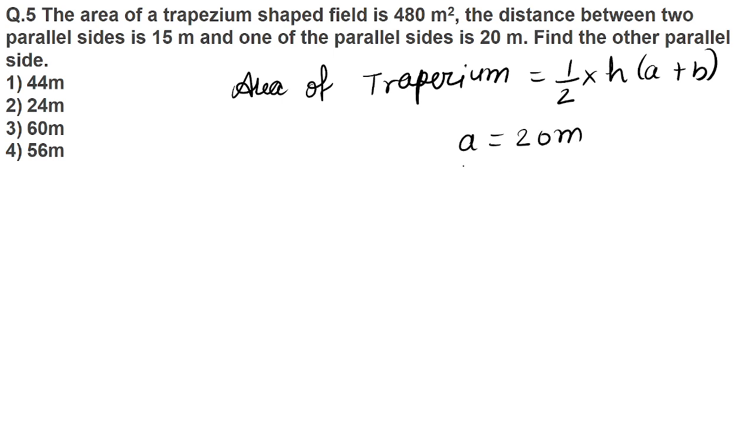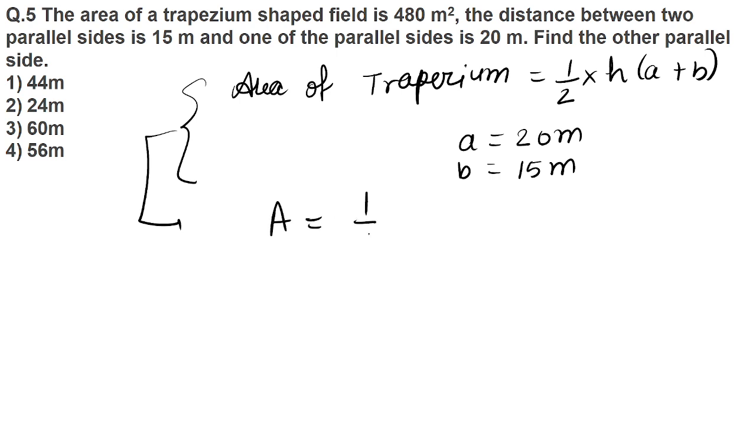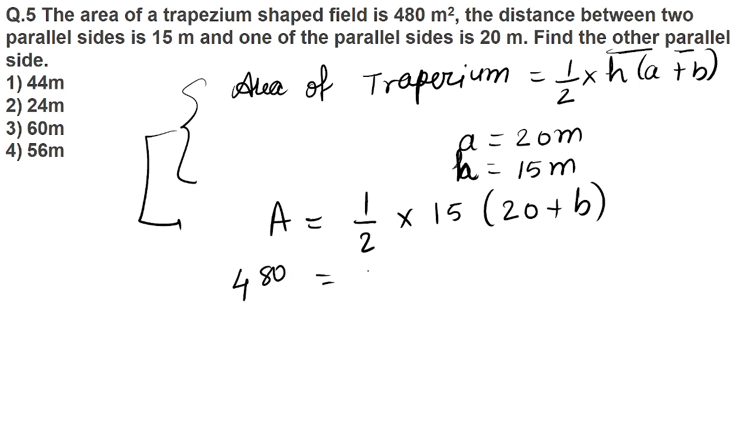Let a be 20 and the other parallel side b, which is equal to 15 meter, correct? So here, using these given values, I can find the area, which will be equal to half of height, which is mentioned, how much? 15, correct, into 20 plus b. This is height, not b; h is height, and the other side is b. We don't know the other side, right? We have to find the other side. So this is b.